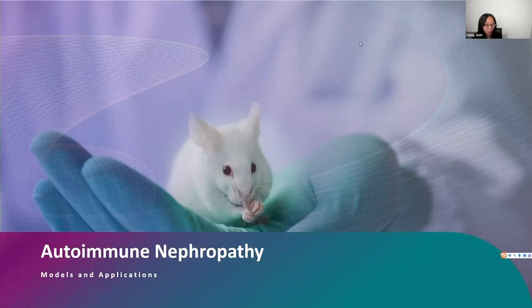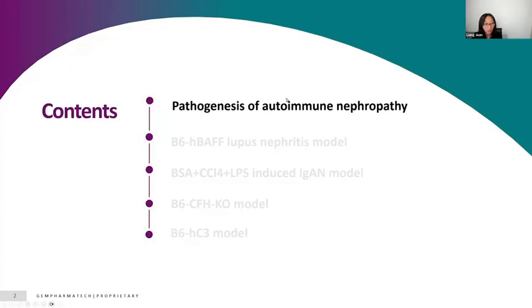Today, we'll talk about the autoimmune nephropathy animal model we have generated at GemPharmatech. We'll introduce the pathogenesis of autoimmune nephropathy and choose three common autoimmune kidney disease models: lupus nephritis, IgA nephropathy, and C3 glomerulopathy, to introduce their features and how to choose a suitable model for drug efficacy based on drug mechanism of action.